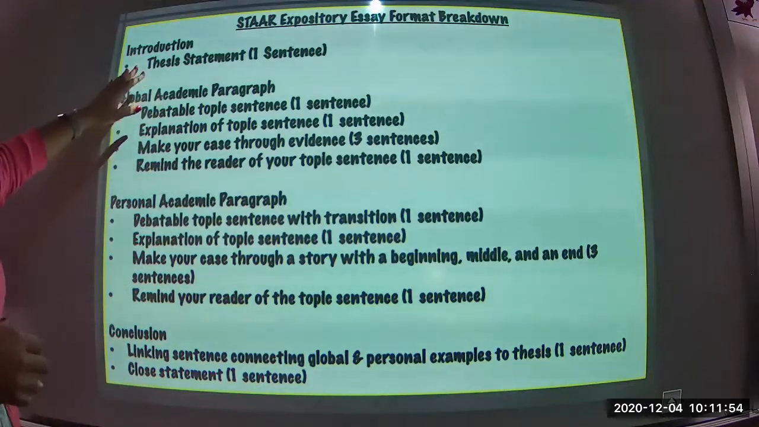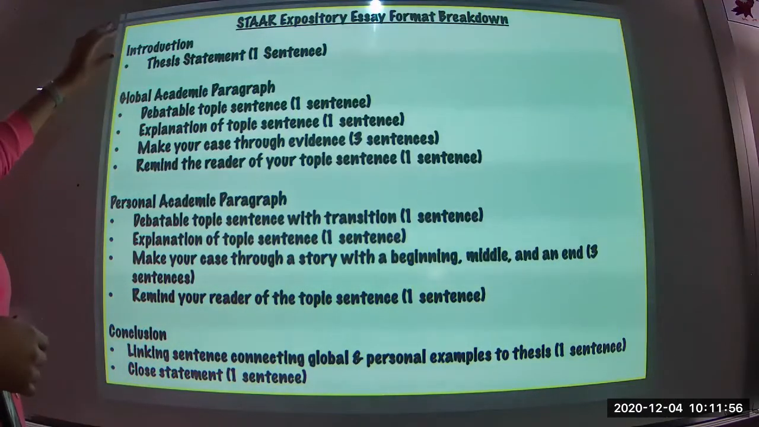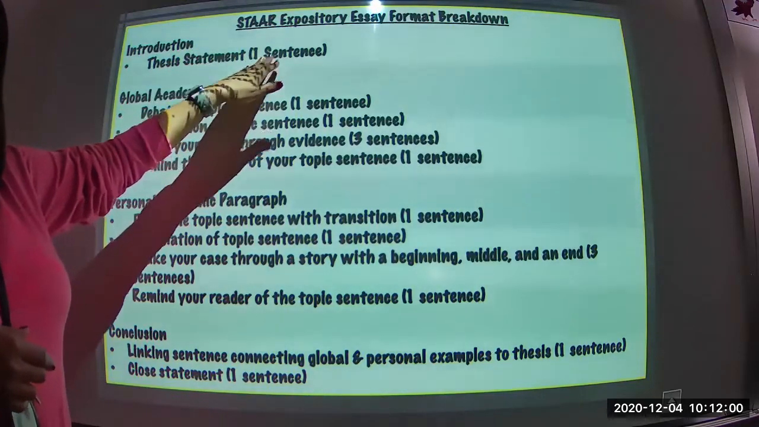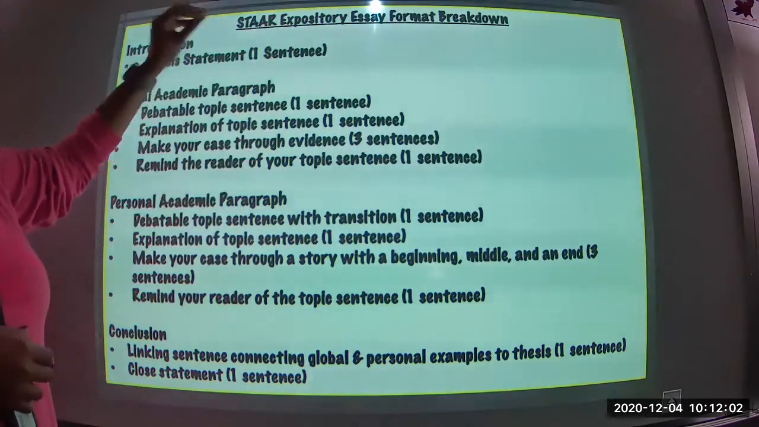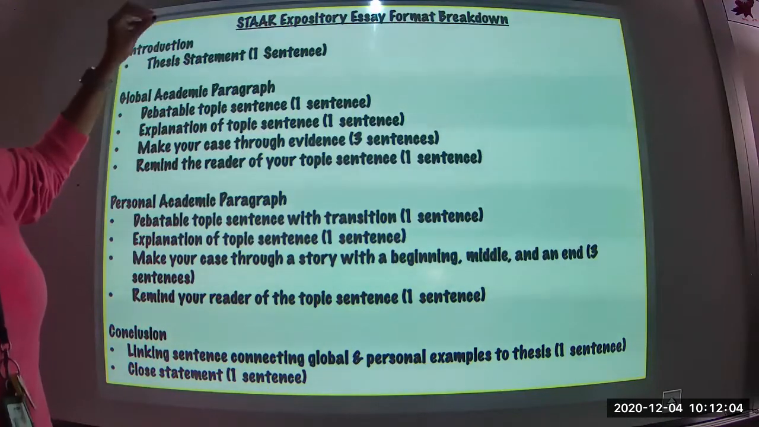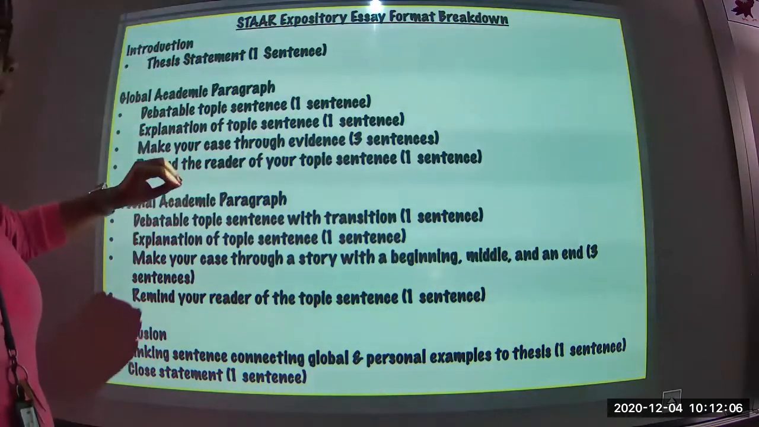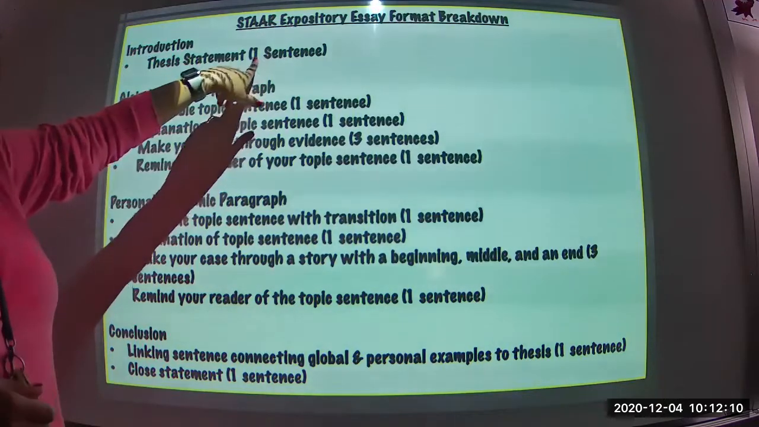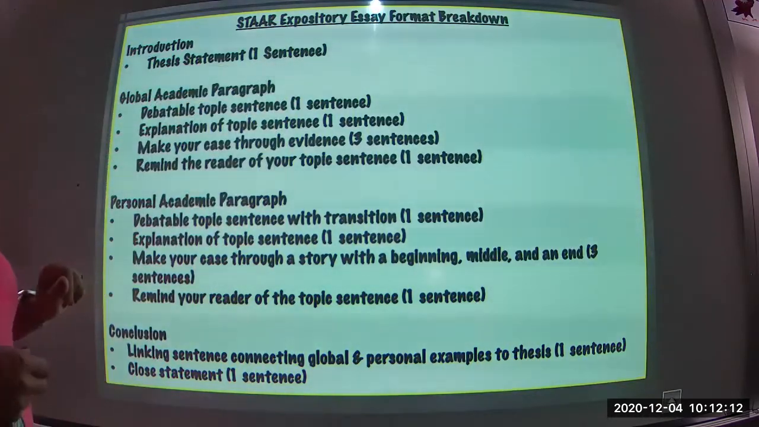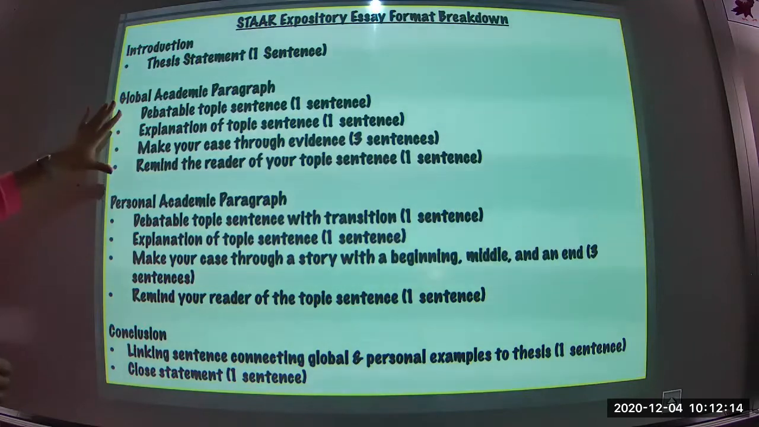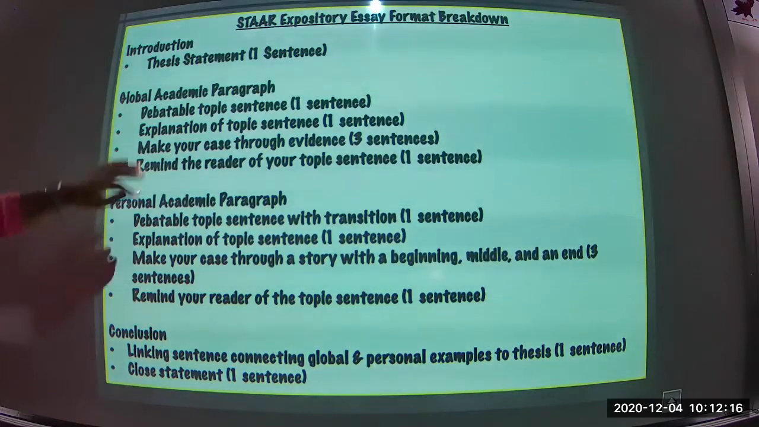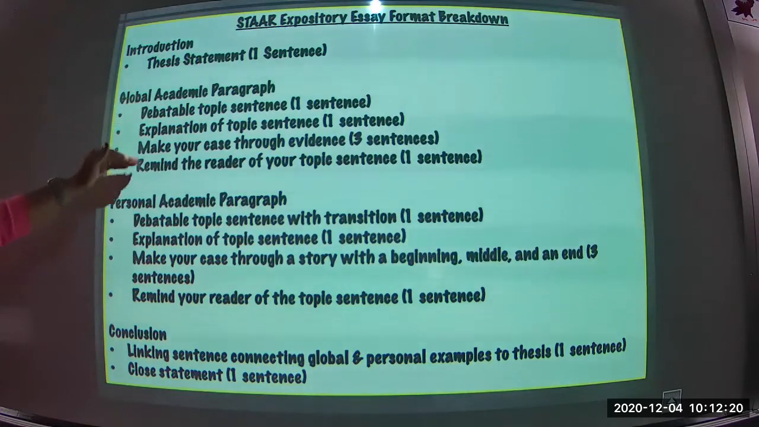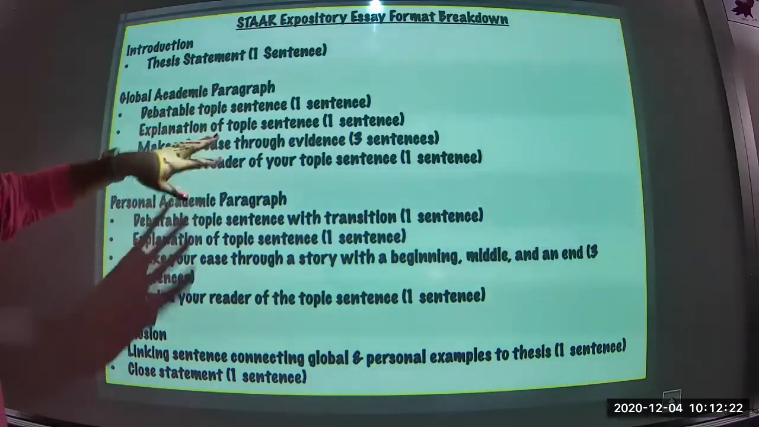Okay, so notice how the introduction is, as long as you have that thesis statement in there, you're good. As long as you write it in this format that we are going to show you, and it's only 1 sentence, okay? So the global academic paragraph, which Ms. Garcia is going to touch more on later, needs to have a total of 6 sentences.